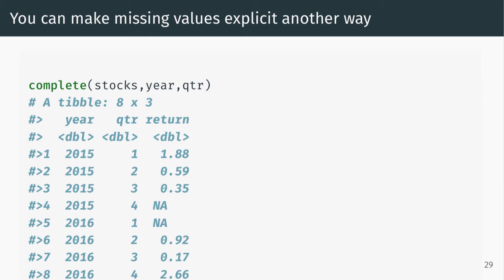We can also make the missing values explicit in another way using the complete function. So the complete function is going to return all combinations of year and quarter. And if it encounters anything missing a value, it just returns it as NA. So this is not quite the same as the NA we had before in the sense that this NA is introduced by the complete function.